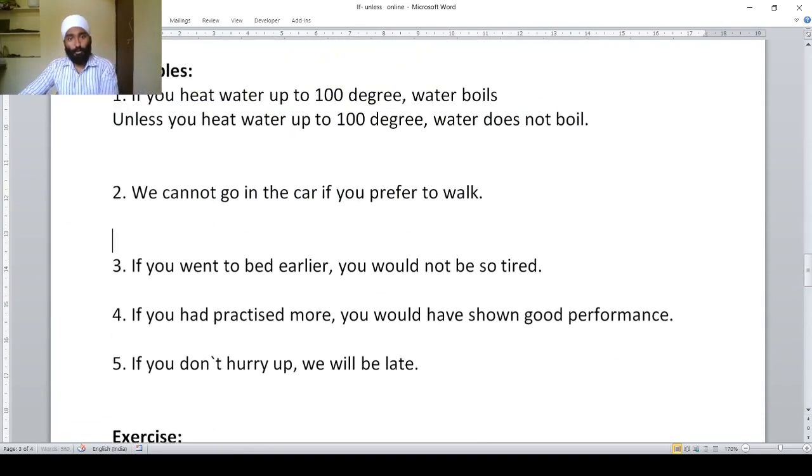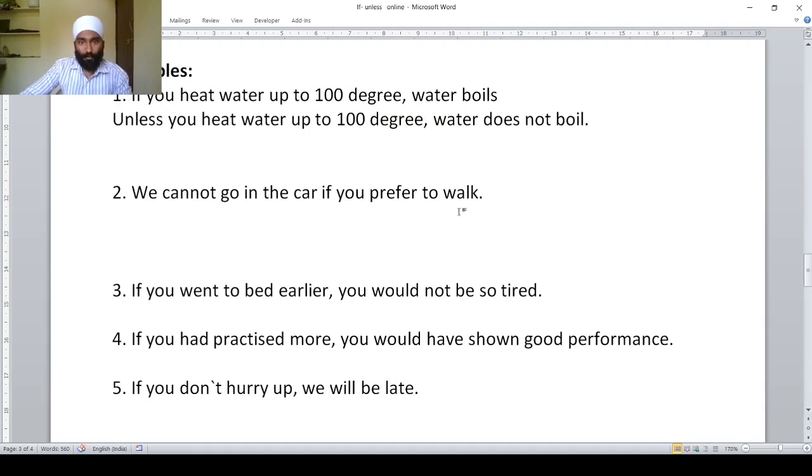We cannot go in the car if you prefer to walk. See students, here also once again I explain to you, using comma and not using comma. The clause in which "if" or "unless" is present is a subordinate clause. If the subordinate clause comes first, we give a comma after it. If the subordinate clause comes afterwards, we don't need a comma before that subordinate clause, because the conjunction acts as the joining part.